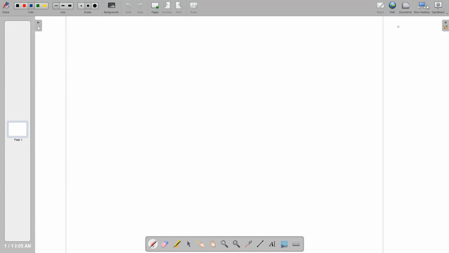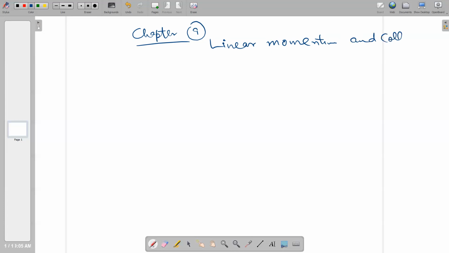So last time we started chapter number 9. The title of this chapter is Linear Momentum and Collision. This is the title of the chapter. Last time we studied about the momentum.